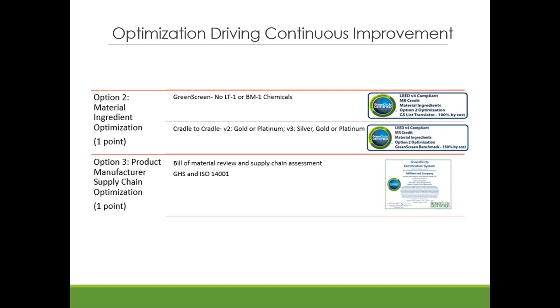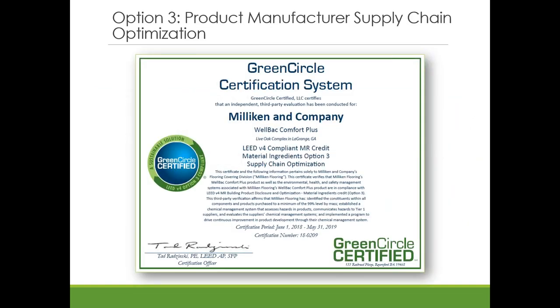For option three, though, we have gone through a pilot certification and analysis for Milliken for their Well Back Comfort Plus product, which is, I believe, a carpet. And what this is in option three, you're actually evaluating the company's chemical management system and then evaluating all their suppliers to see that Milliken actually communicated to those suppliers that they wanted them to be considering the ingredients and the hazards within their chemicals all the way down the supply chain. So we did go through this pilot certification, and right now option three is still very active within V4. However, in V4.1, this option is no longer being utilized. I would expect maybe in the future this will come back, because I think it's a really good thing to start pushing this down the supply chain.